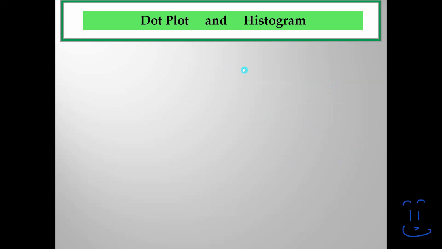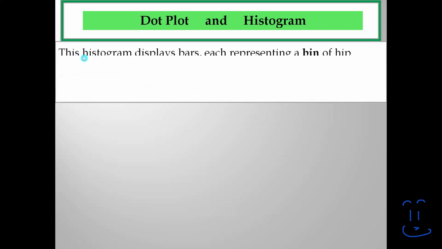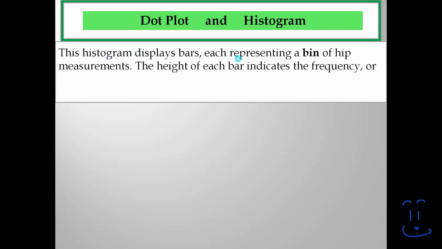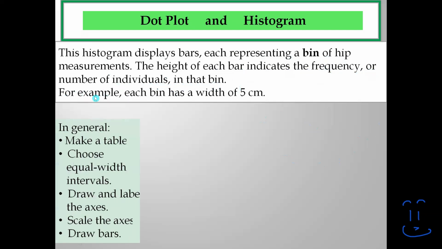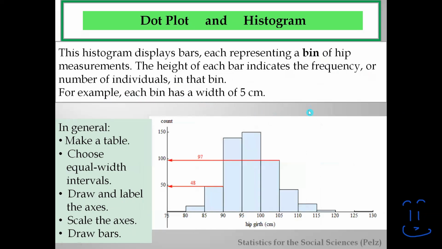So let's describe the histogram that was just created. This histogram displays bars. Each bar represents a bin of hip measurements. The height of each bar indicates the frequency, or the number of individuals in the bin. For example, each bin has a width of 5 centimeters.